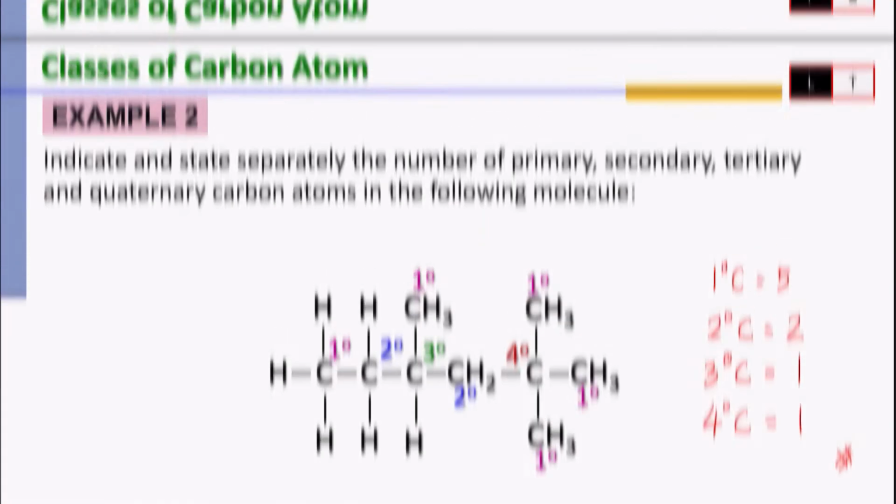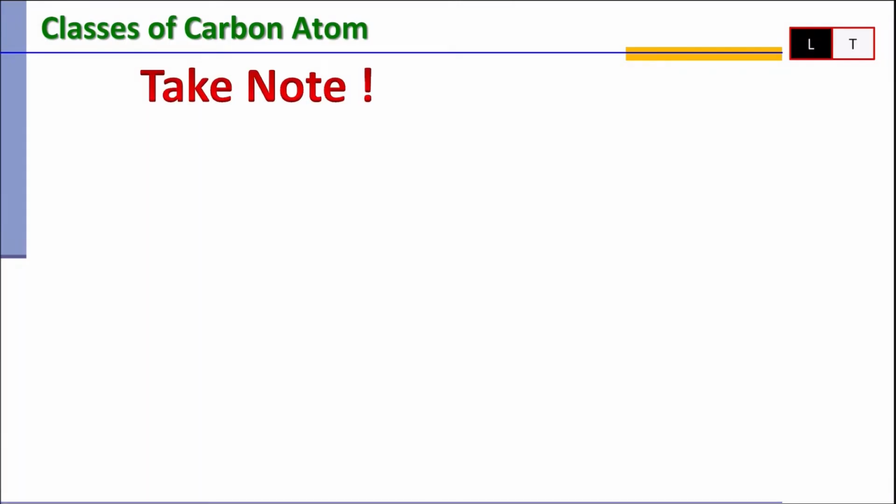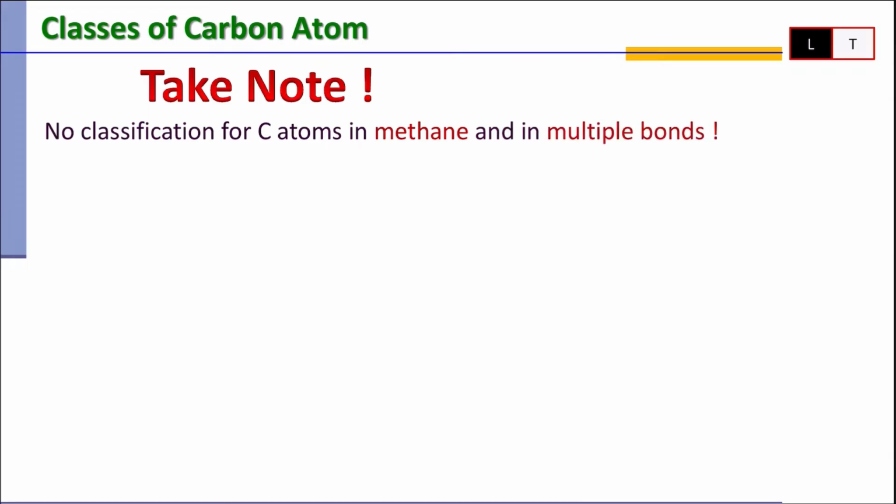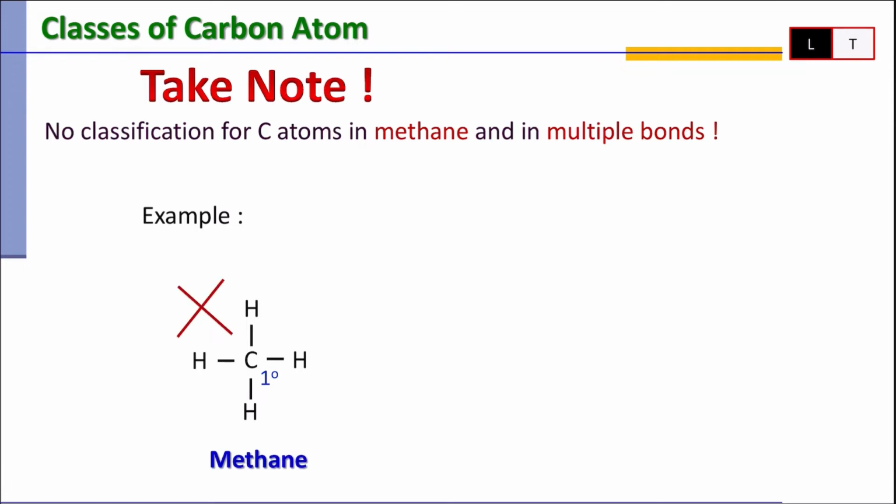Next, you should take note that ada beberapa molekul yang kita tak boleh kelaskan carbon atoms walaupun dalam molekul itu ada carbon. Contoh macam methane ataupun in multiple bonds. For example, methane kita ada CH4. So CH4, kalau lihat this carbon, awak tak boleh cakap dia primary. It is wrong. Sebab this carbon dia bonded kepada semua hydrogen. So kita tak boleh kelaskan carbon ni walaupun dia ada single bond around it. Okay, so walaupun dia sp3, dia tak boleh kelaskan. Okay, so we just put none ataupun no class of carbon.